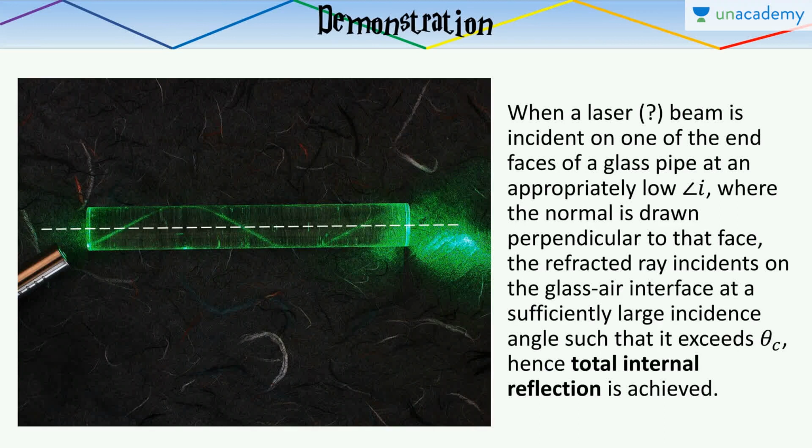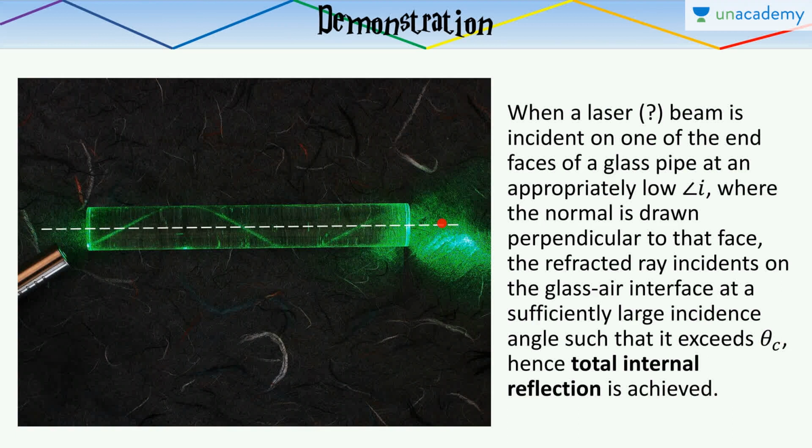Let's demonstrate how total internal reflection is achieved. When a laser beam is incident on one of the end faces of the glass pipe at an appropriately low incidence angle, as in this case, the incidence angle should be as low as possible to achieve something else, we'll know soon, where the normal is drawn perpendicular to that face, which is the white dashed line you see here.